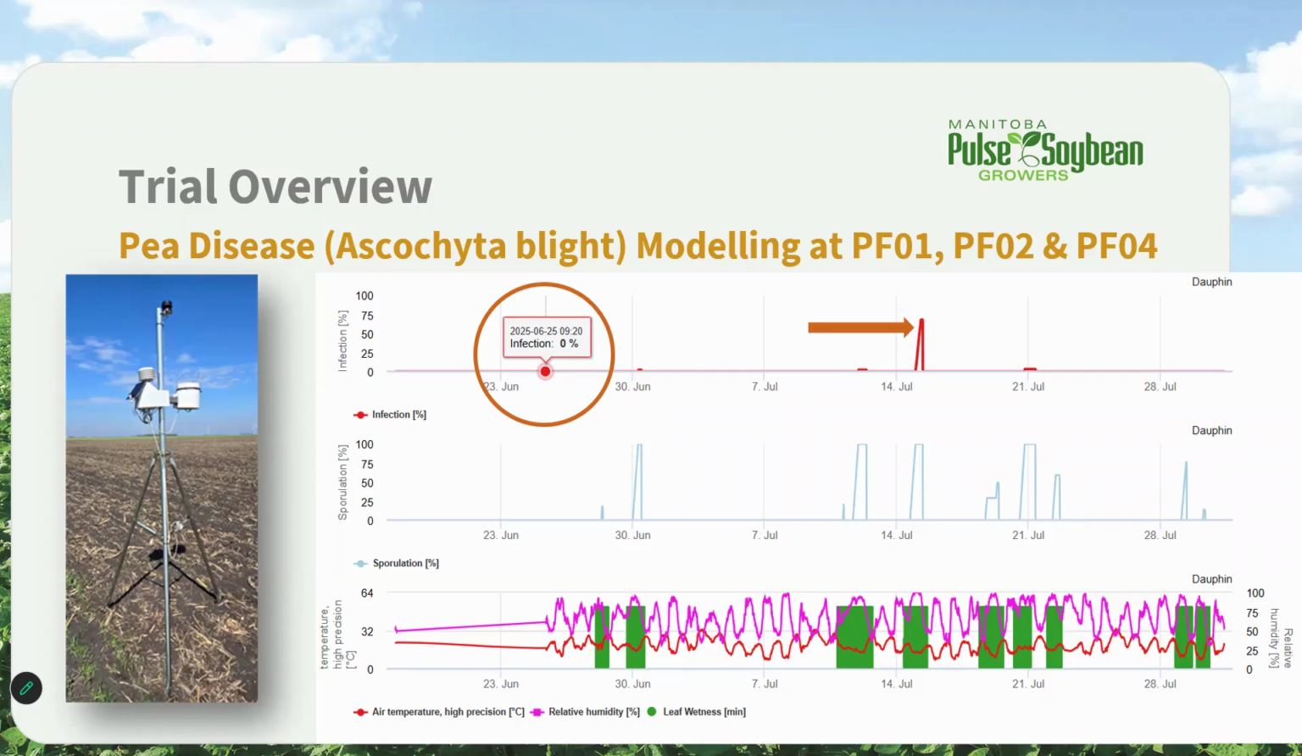The model did show there was an infection later on at around July 14th, with the red triangle and the orange arrow, but the optimal application timing window had already passed, meaning that the fungicide application was largely ineffective at the time that it did occur.